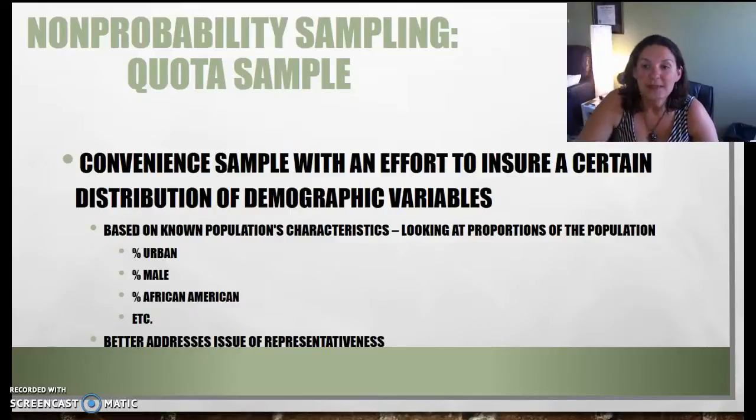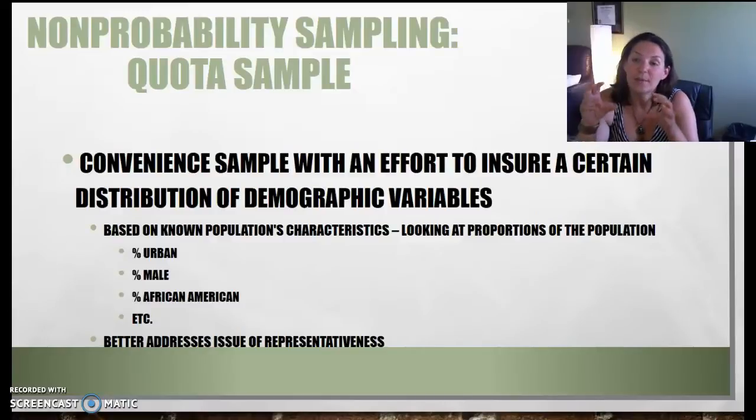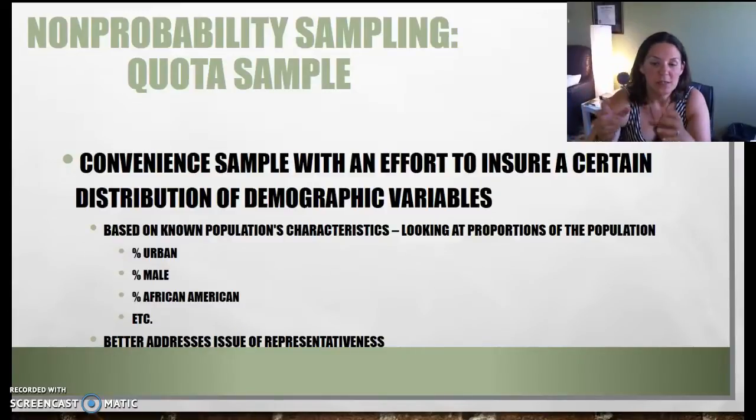And then the last non-probability sampling strategy is something called quota sampling. Quota sampling is essentially convenience sampling with an effort to ensure a certain distribution of demographic variables. So for instance, we want to ask people a public opinion question, but we want to make sure that we get equal numbers of men and women, or we want to make sure that at least half of our population is minority. So it's setting up particular quotas about specific characteristics within that population.